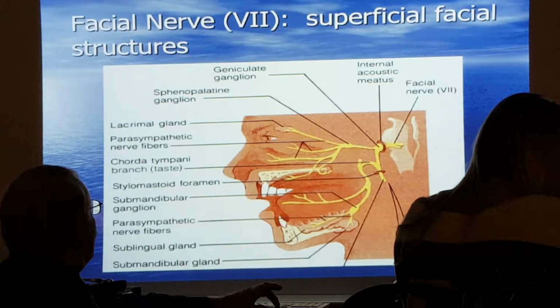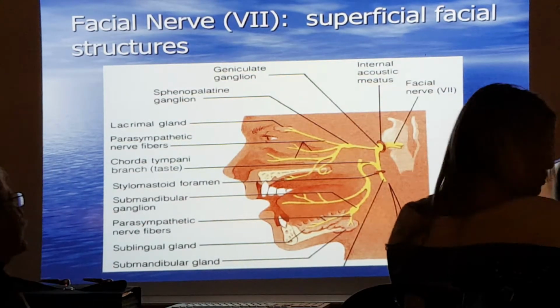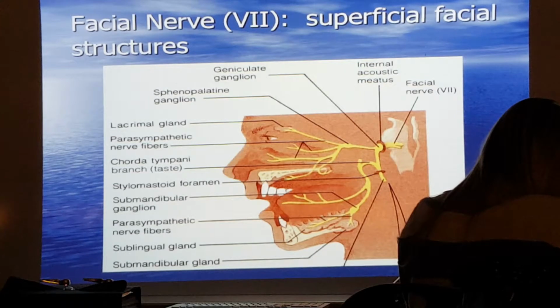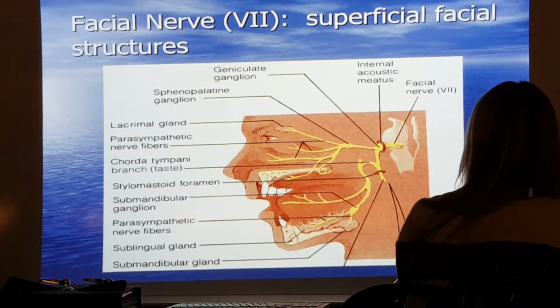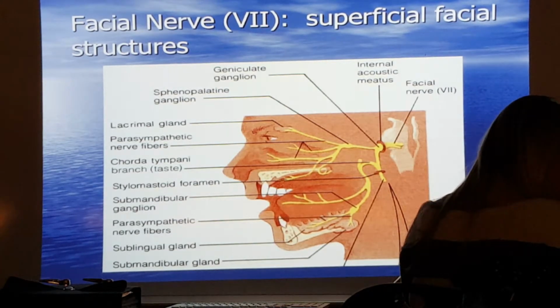Okay, so now we get to the facial nerve. And so we saw how the trigeminal nerve innervated deep facial structures. The facial nerve innervates superficial facial structures. Okay, like the muscles of facial expression would account for a lot of those.